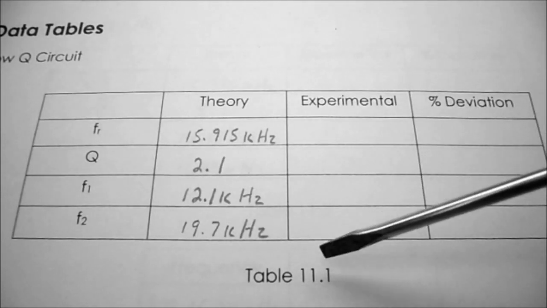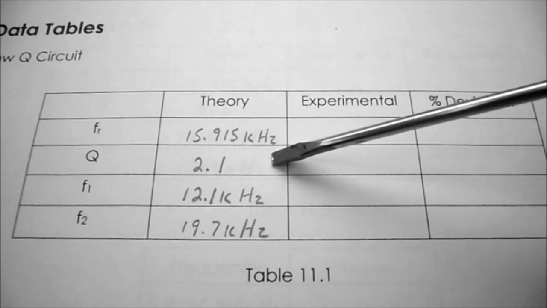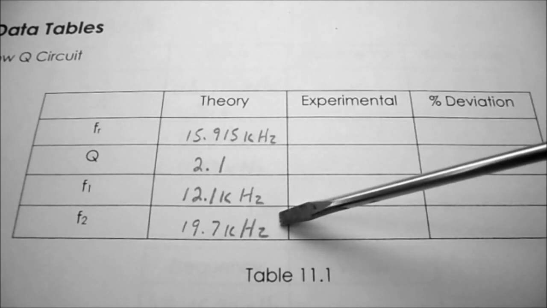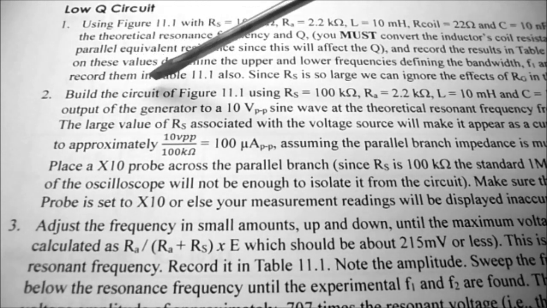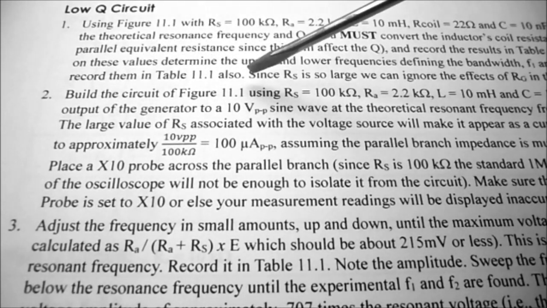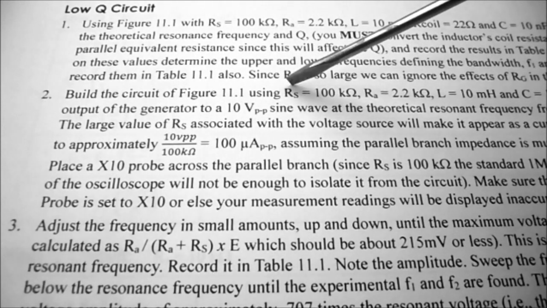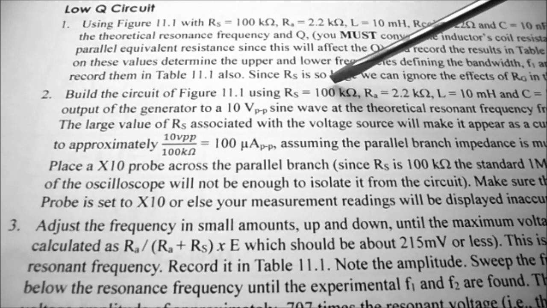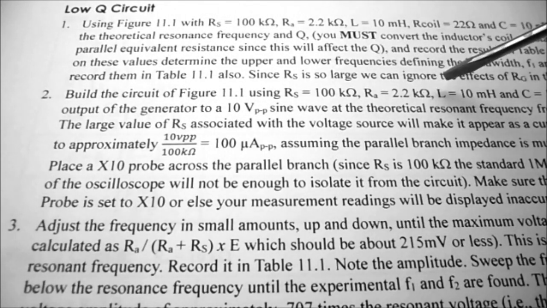So in table 11.1, I've filled in my resonant frequency, my Q, and F1 and F2. So under procedure, step number 2, we're going to build the circuit of figure 11.1 using RS, which is our source resistor of 100K ohms, RA of 2.2K ohms, our inductor will be 10 millihenries, and our capacitor is 10 nanofarads.